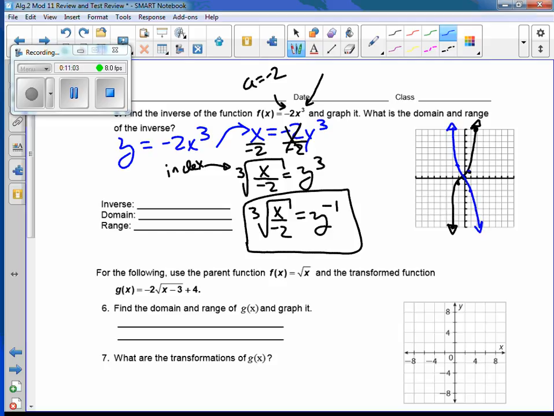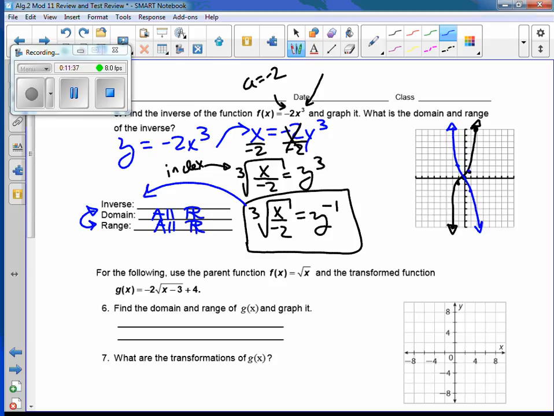All right? Now, you also remember that for every cube function, the domain and range are always going to be all real numbers. Remember that whenever you find the inverse, the domain and range switch. Well, if both of them are all real numbers, then it's still going to be all real numbers. So this is just going to stay the same. That should be really easy right there. And then, of course, the inverse is right there.